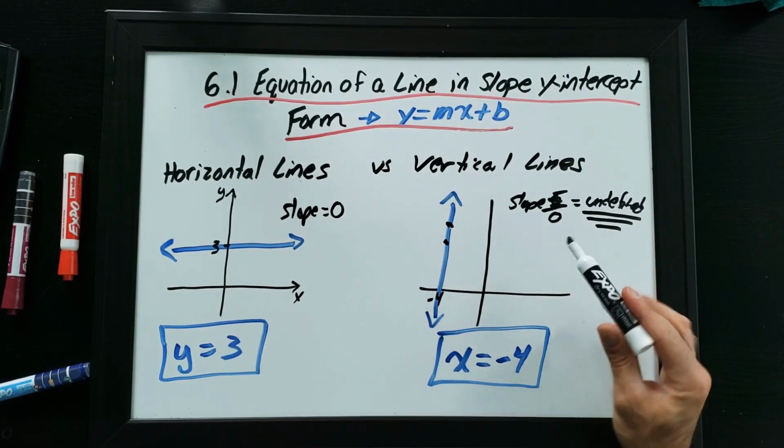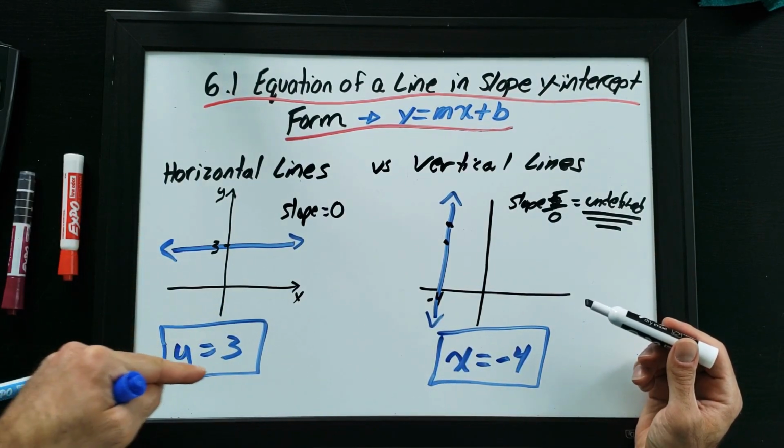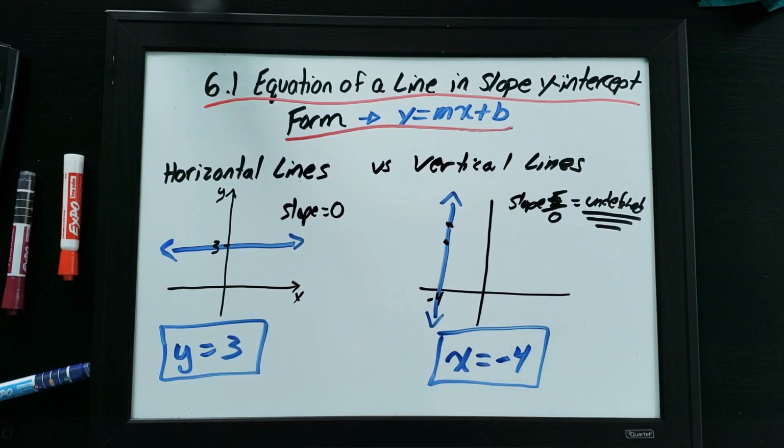So horizontal lines and vertical lines have slightly different rules, but they're actually easier because there's nothing to do. You figure out it's a horizontal line, done. You figure out it's a vertical line, done. And that's it. That's vertical and horizontal lines. 6.1.